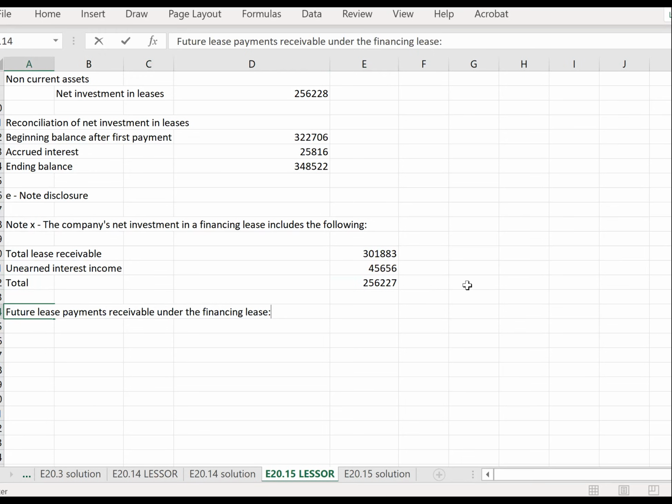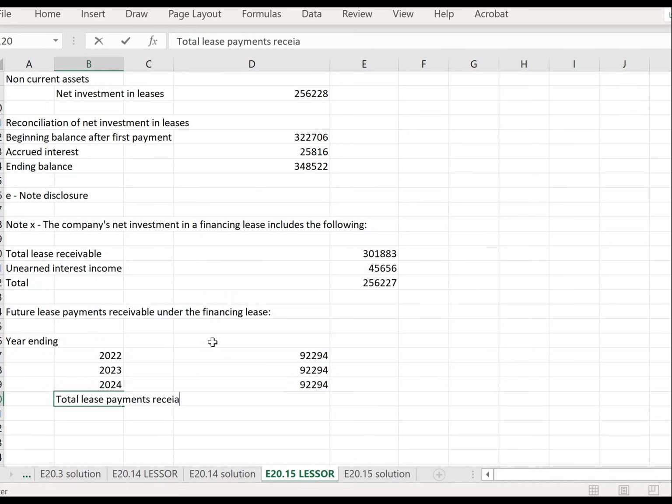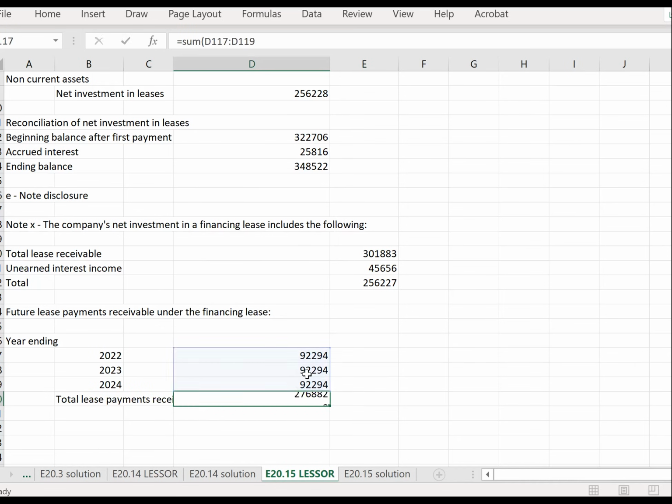The financing lease. So we're going to have year ending. We're going to have 2022, all the future years, 2024. And these amounts are going to be our lease payment amount here, which is going to be 92,294, because that's how much it is each year. And then our total lease payments receivable is going to be the sum of these here. Okay.